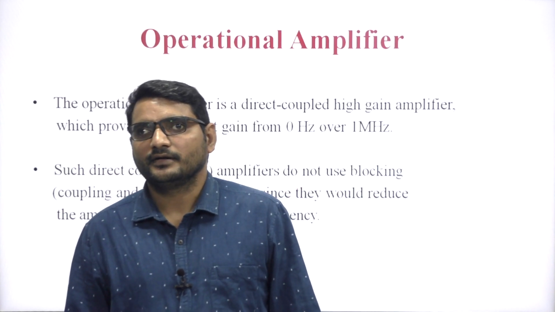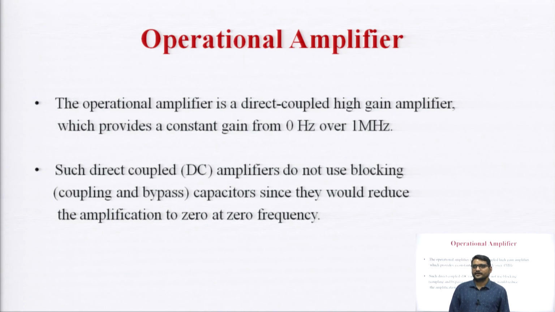We start here. An operational amplifier is basically a direct coupled high gain amplifier which provides a constant gain from 0 hertz to over 1 megahertz. And the second point is that such direct coupled amplifiers do not use a blocking or bypass capacitor because they would reduce the amplification at 0 frequency. What is the meaning of these two sentences?